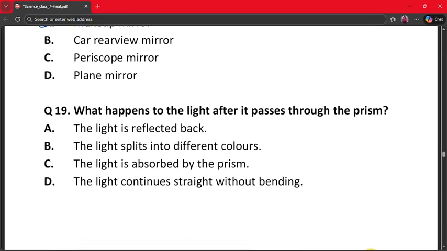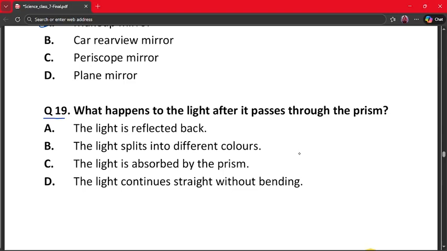Our next question is question number 19. What happens to the light after it passes through the prism? A. The light is reflected back. B. The light splits into different colors. C. The light is absorbed by the prism. And D. The light continues straight without bending.